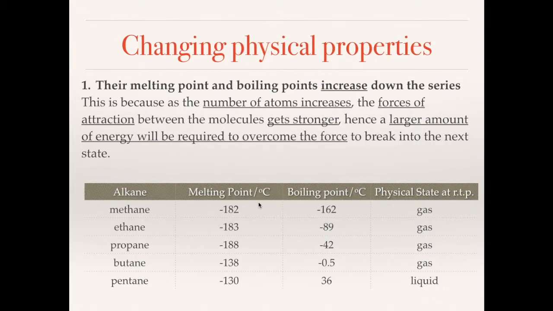Because of their very low melting and boiling points, alkanes are mostly gaseous at room temperature and pressure, with the exception of pentane, which is liquid at room temperature and pressure, because its melting point is at 36, whereas room temperature is 25 degrees Celsius. Once again, the melting point and the boiling point will increase down the series due to the increasing forces of attraction between the molecules.